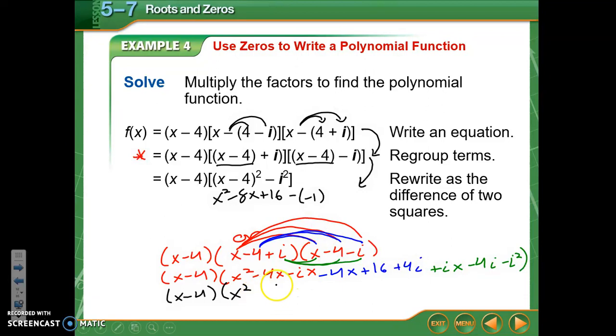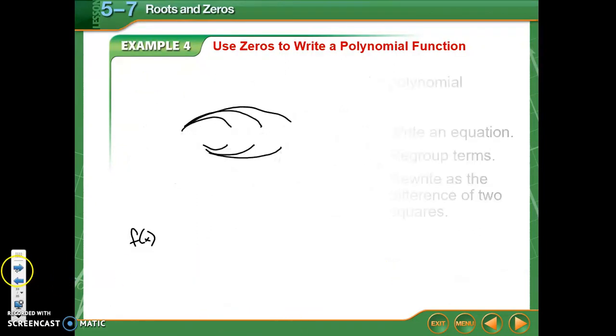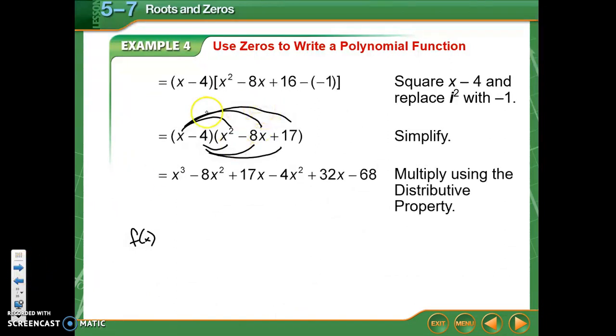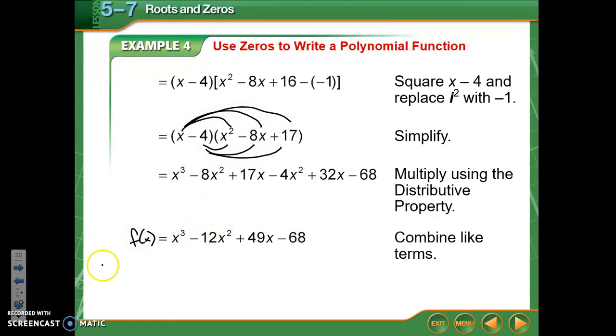And then you start combining like terms. So I only have 1x squared. Then I have negative 8x from combining these two terms. Then notice I have negative ix plus ix, so that cancels out. I have positive 4i minus 4i, that cancels out. Then I have a plus 16 and a minus i squared, which is minus negative 1. And then that gets me back to what we have on the next slide. From here you just simplify and multiply like we did right here. That would give you your final answer of f of x equals x cubed minus 12x squared plus 49x minus 68. So again, anytime they give you an imaginary or a complex root that has an imaginary part, they always come in conjugate pairs.